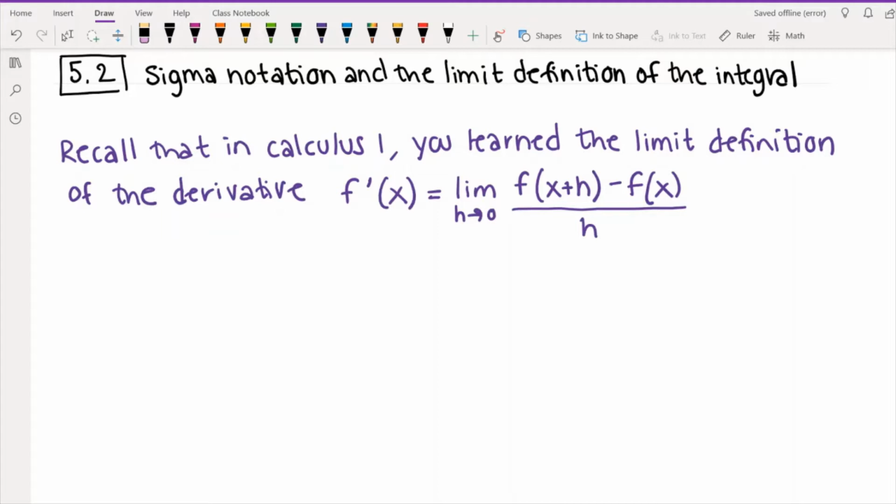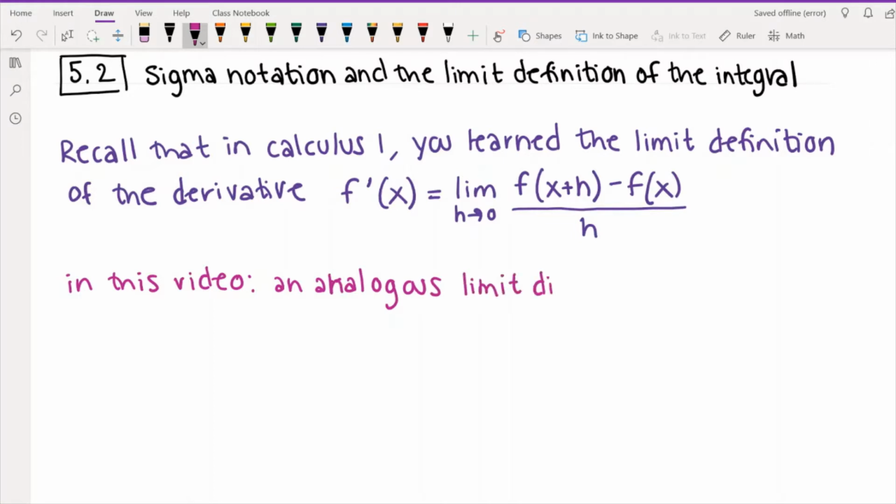So in this video, we'll learn an analogous limit definition for the definite integral, the integral from a to b of f of x dx.